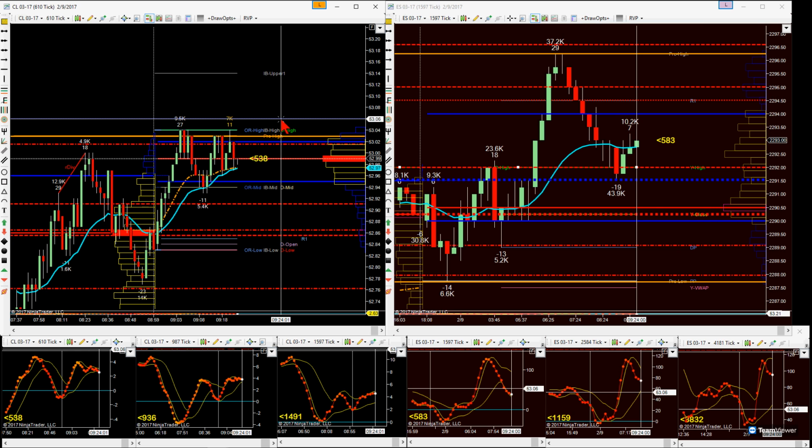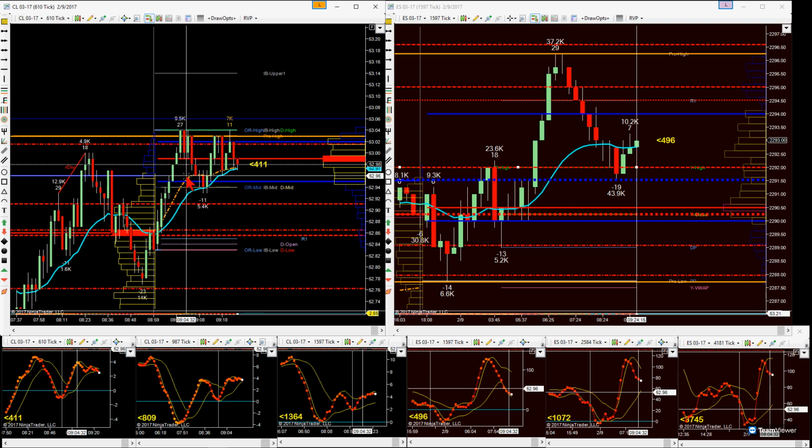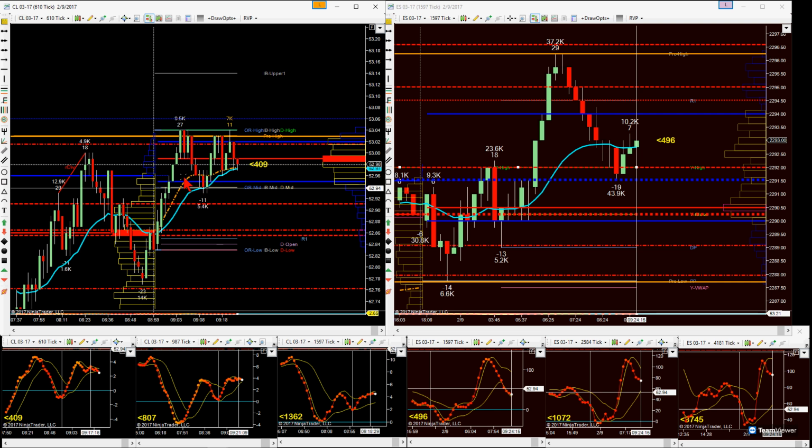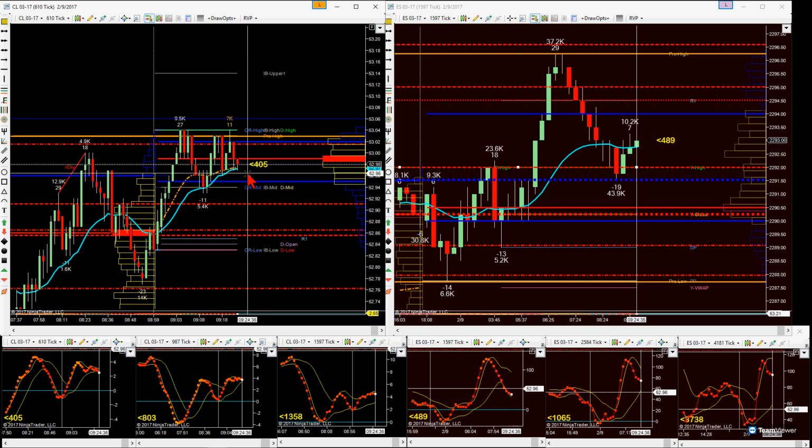Another test of VWAP, another test of 21 EMA. Right now they're sitting at the same price. Still no real divergence on the 987 and 1597. Really haven't turned down. That's not all that surprising because there's not a lot of movement here. It's 11 ticks, but that is interesting to see.